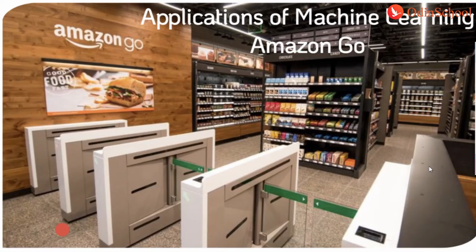Once you walk out of that store, you'll find that the amount is automatically deducted. For example, you've bought five products, and the price of the five products comes to around 2500. You'll find 2500 automatically deducted from your wallet or the linked bank account with your profile. So how is this happening?